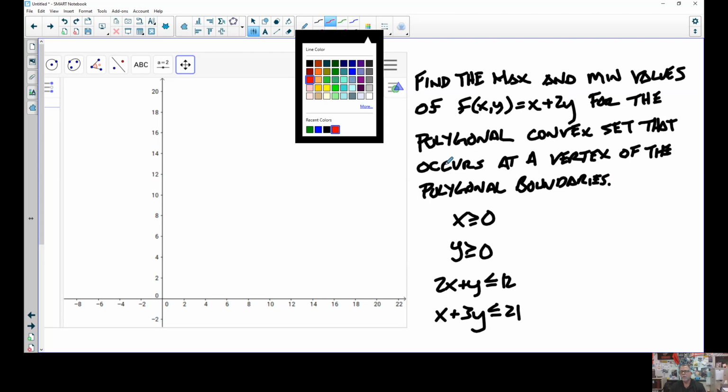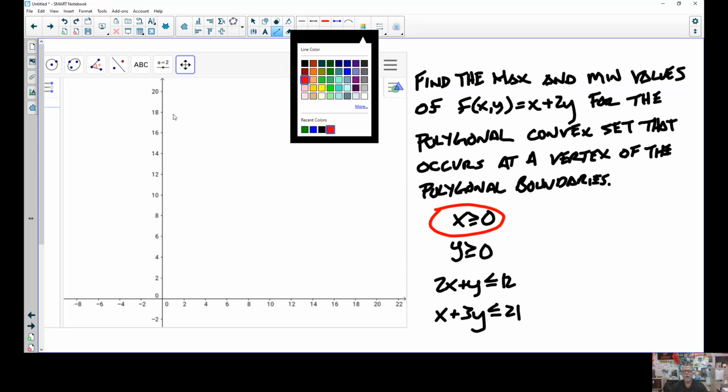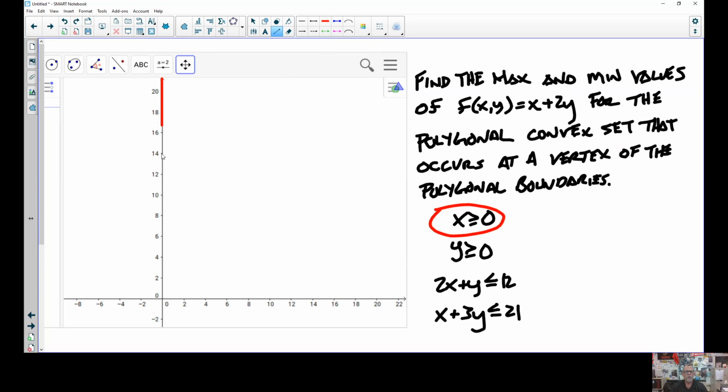So we're going to graph this. First, this one, x equals 0. We just did this on the last one, and we can do it again. Let's do this. X equals 0 is going straight down the y-axis. And we have that. And greater than or equal to would be this side of it.